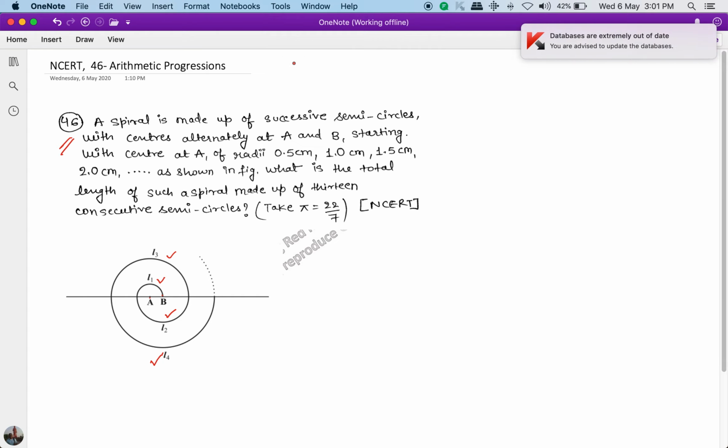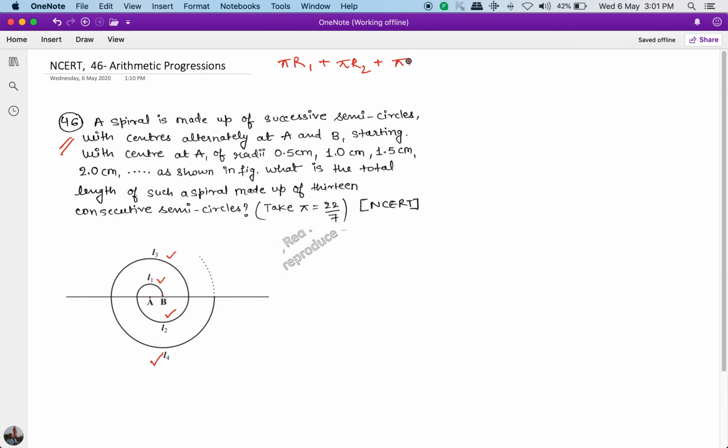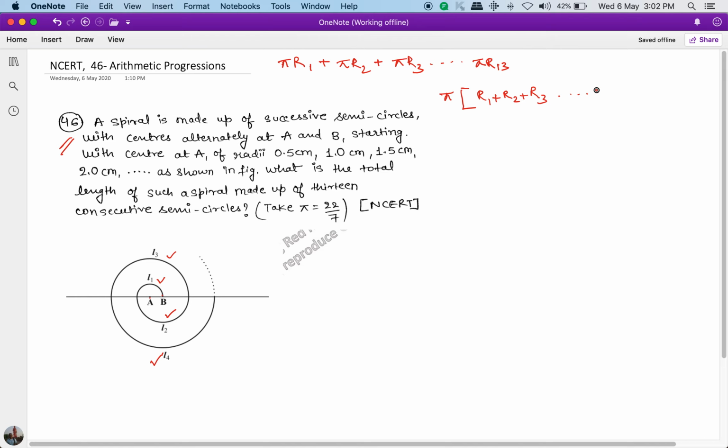Okay, so we know that the length or the circumference of a semicircle is pi r. Now we have 13 semicircles, so the total length will be pi r1 plus pi r2 plus pi r3 and so on till pi r13. Now let me take the pi out common. The total length will be pi times r1 plus r2 plus r3, till r13.